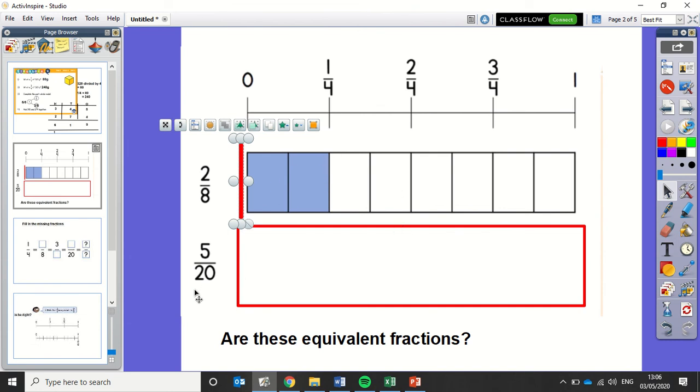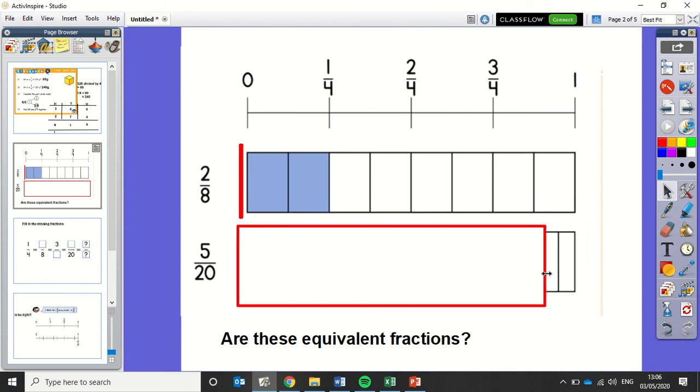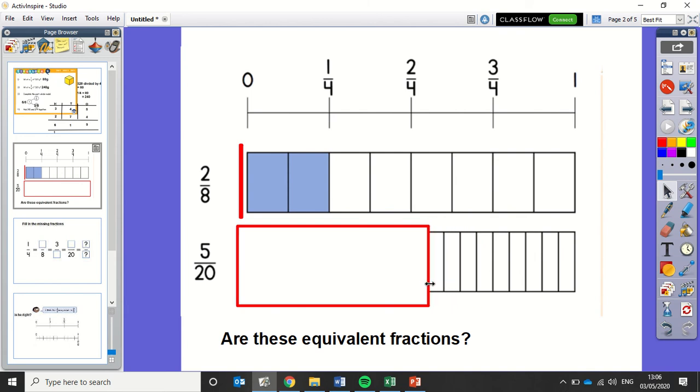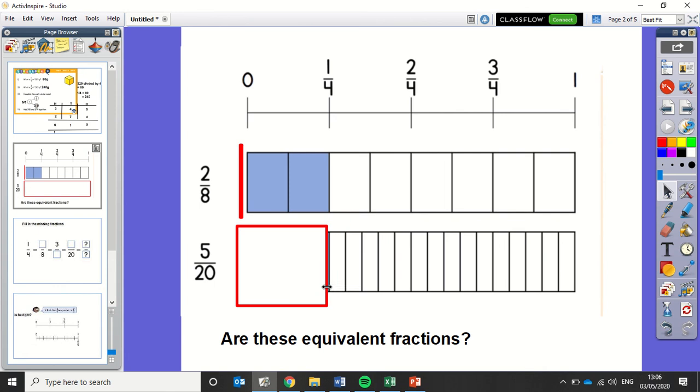Let's see if the same can be said for our 5/20. I should have 20 groups with 5 shaded in. 1, 2, 3, and so on up to 20.